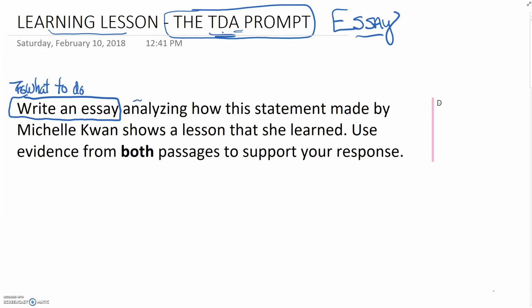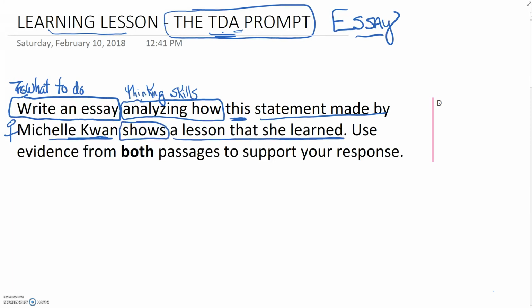Analyzing how. I'm going to put another box around that because this is telling me what my thinking skills have to be. I'm going to have to be doing some pretty heavy thinking skills here. I want them to know that anytime the prompt is asking for analyzing, it's asking them to think how this statement, the statement that was given for them to look at, made by Michelle Kwan, shows a lesson that she learned, okay?